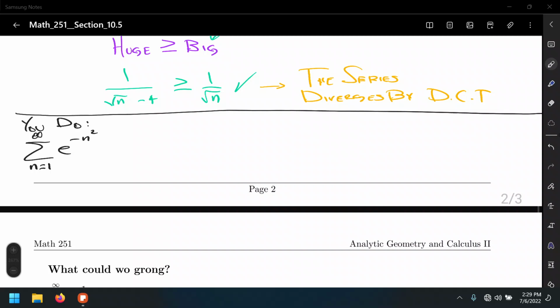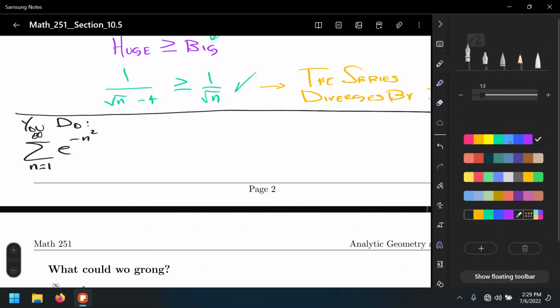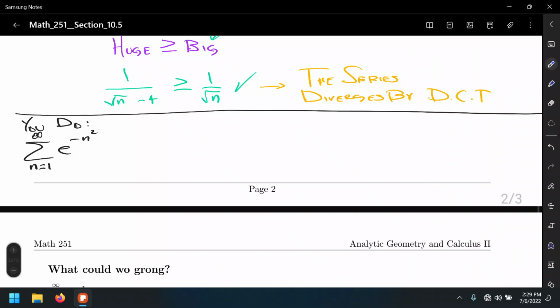All right, let's have a look at this series. Sigma n equals 1 to infinity of e to the negative n squared. Like I mentioned before, it would be a good idea to write that negative exponent as a positive one. That is 1 over e to the n squared.